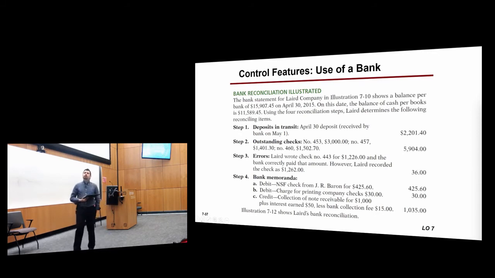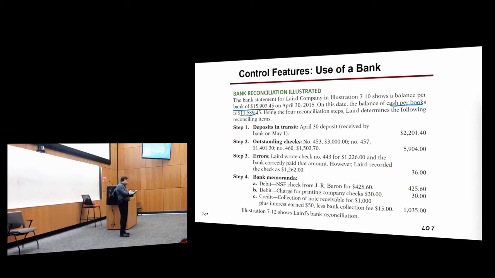So let's see. Let's do this example here. So the bank statement of Flair's company shows a balance per bank, 15,907. On this date, the balance of cash per books was 11,589. Using the 4 reconciliation steps, those are the ones that the company identified. We need to do the reconciliation, the bank reconciliation.